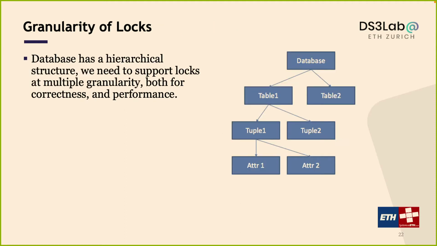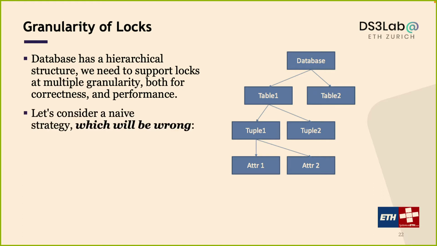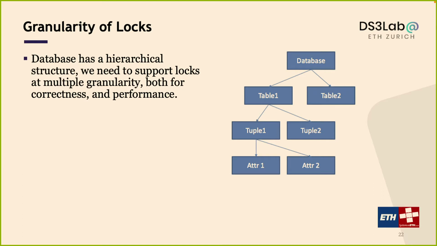So essentially, the database is a hierarchical structure. On the top, there's the database. There are some operations where you need to hold a lock on the database, like creating a database, for example. And you have a whole bunch of tables. Each table contains a whole bunch of tuples. Each tuple contains a whole bunch of attributes. So we have this very natural hierarchical structure in the database system. How can we lock it?